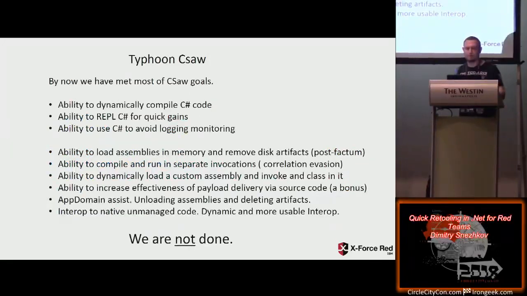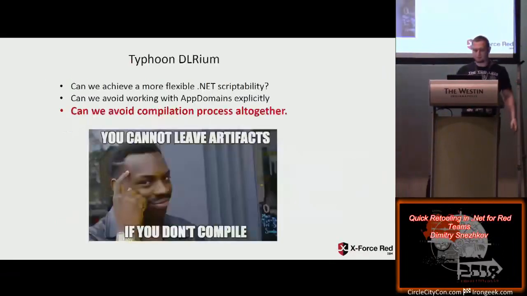Okay, so we mostly met our C2 goals, right? We're dynamically compiling C# code, we're doing REPL, we're loading assemblies, we're unloading assemblies, we're deleting files, we're taking care of some of the interop things. Well, if you saw in Process Explorer, we're still leaving a lot of artifacts. It is not good for us and we want to do better.